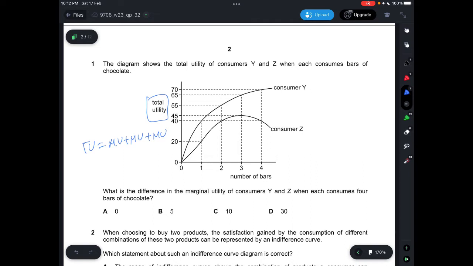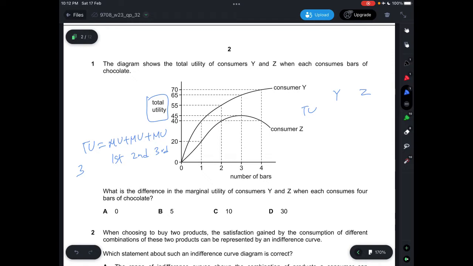in this case the number of bars of chocolate that you've eaten. For example, let's say you have eaten 3 bars of chocolate, so you add the marginal utility for the first bar of chocolate, second bar of chocolate, and also the third bar of chocolate. Alright, so I'm gonna write out all the total utility in the table. This one is for consumer Y, this one is for consumer Z.